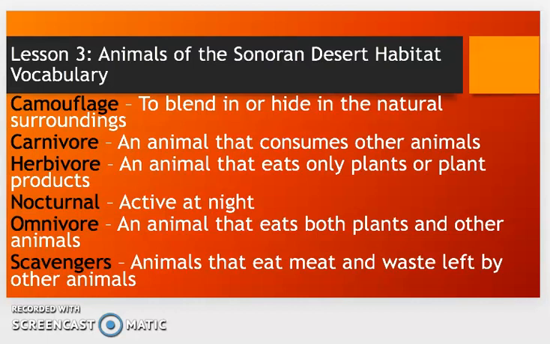Nocturnal means you're active at night. Omnivore is an animal that eats both plants and other animals. So an omnivore eats both plants and meat. And scavengers. Scavengers are animals that eat meat, so they're carnivores, but that meat is waste left behind by other animals.